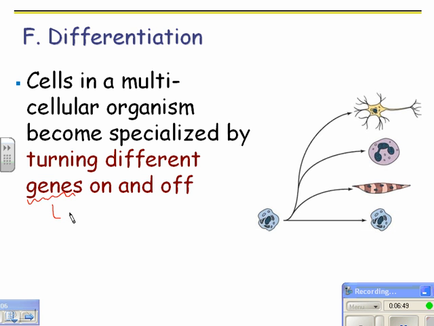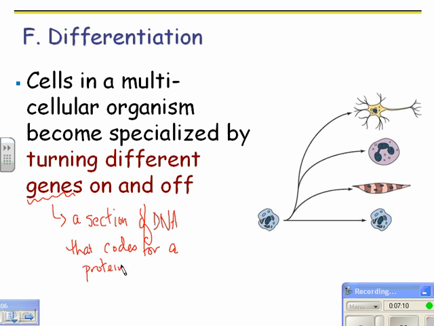Remember, a gene is, maybe I haven't defined this yet, a gene is a piece of DNA, a section of DNA that codes for a protein. So there are proteins in each of these cells that are the same, and that means that same DNA would be read in all of them.